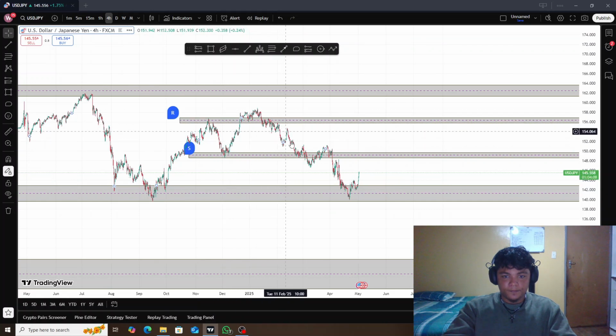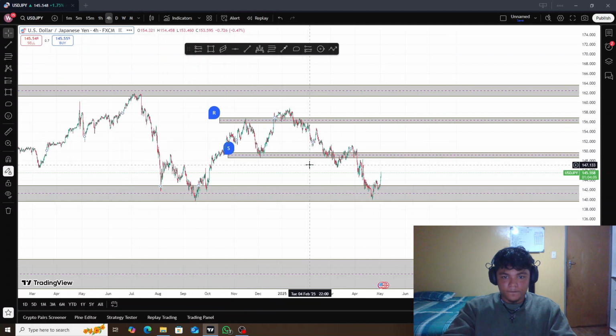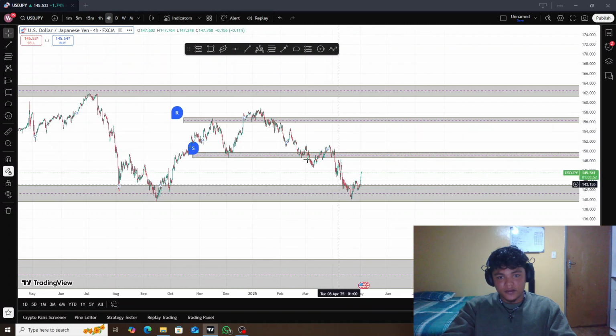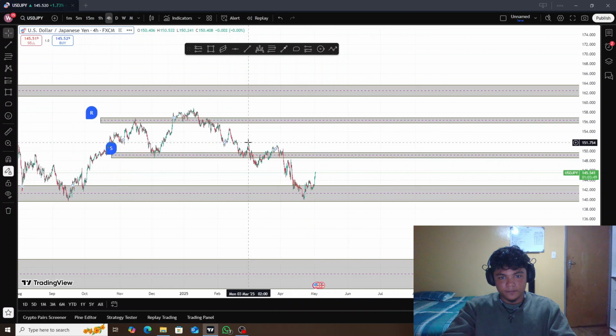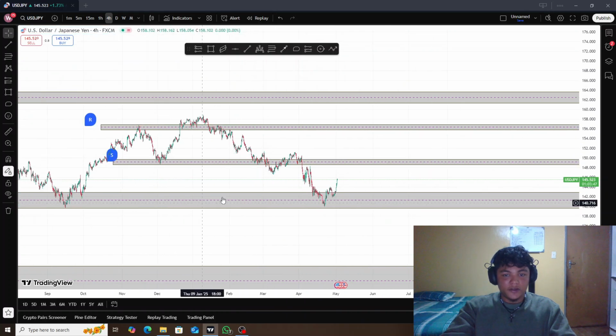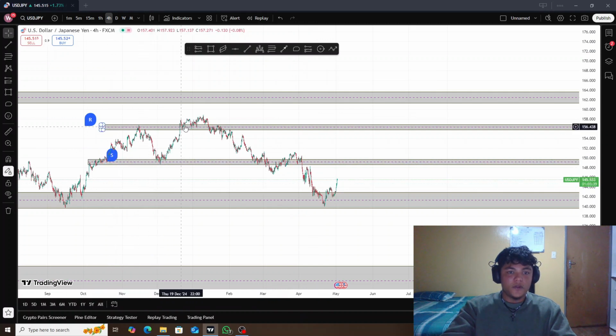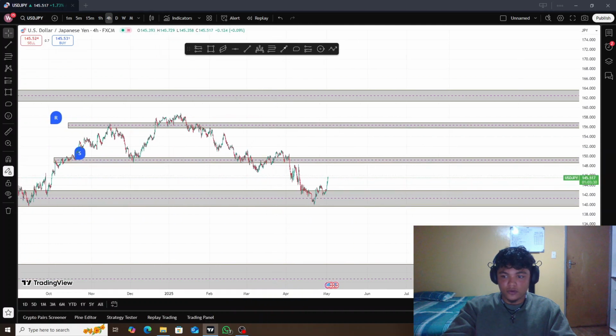Down here, it broke through support. It went up again to retest the support, then it broke. So now if you look at this here, this is a downtrend. Now support will become resistance, and resistance is not going to become support. So now it went up, retested the resistance level, came down, and broke through the support.